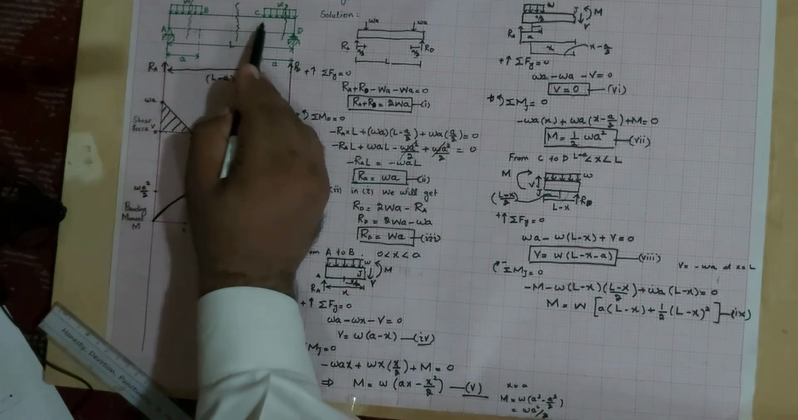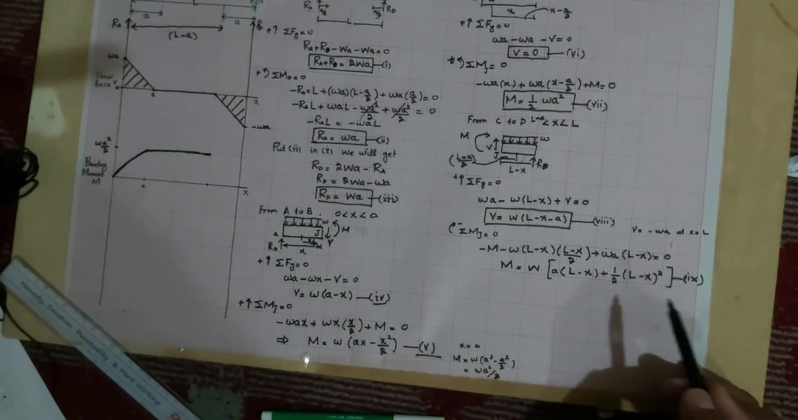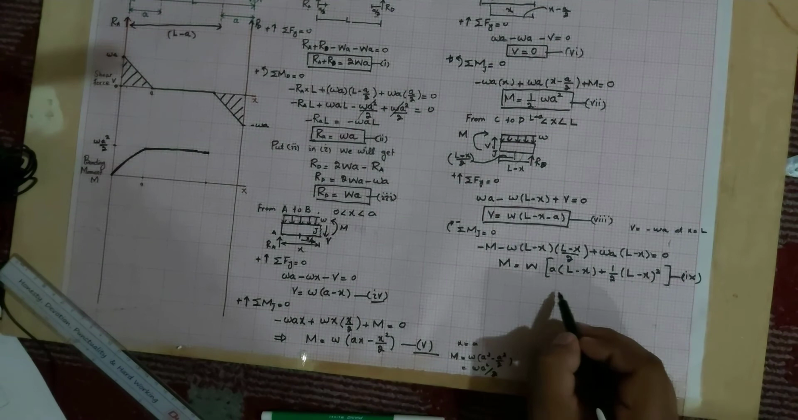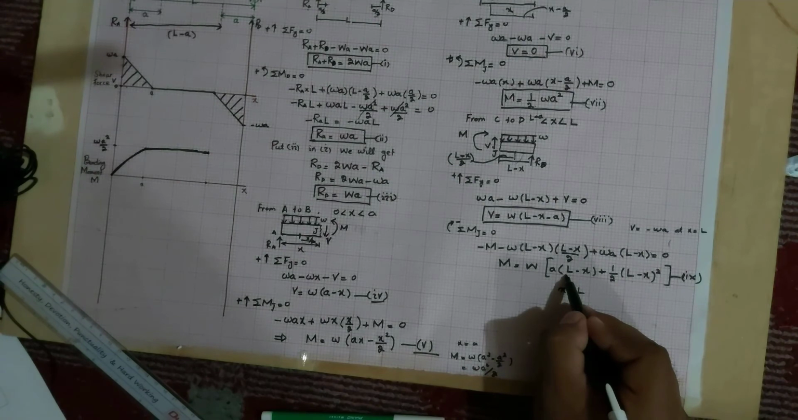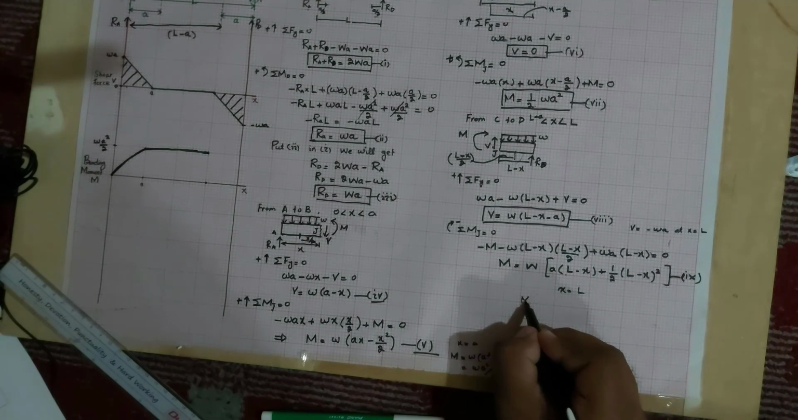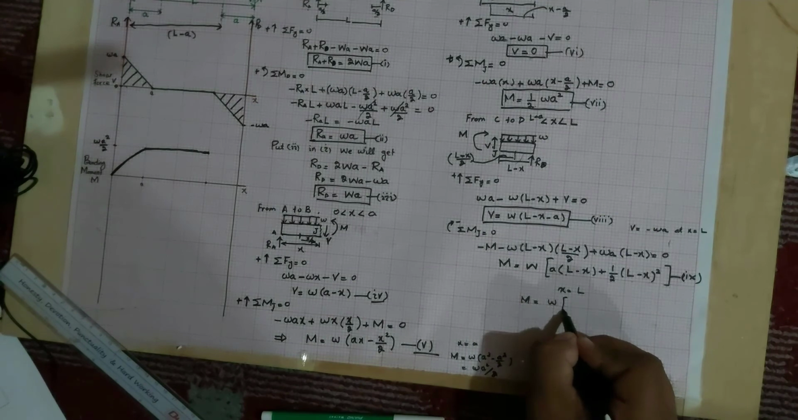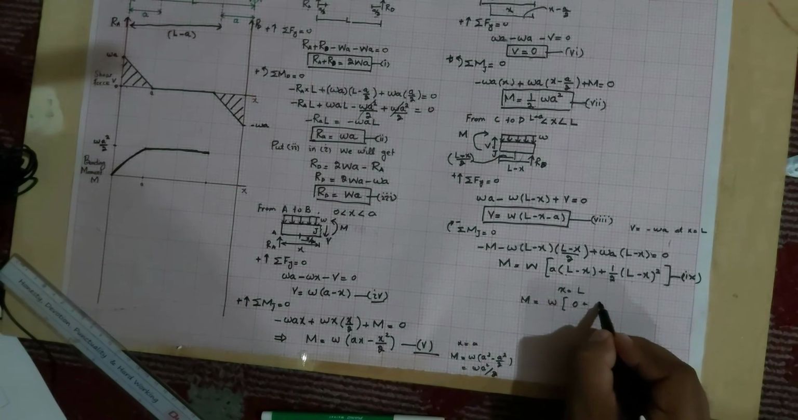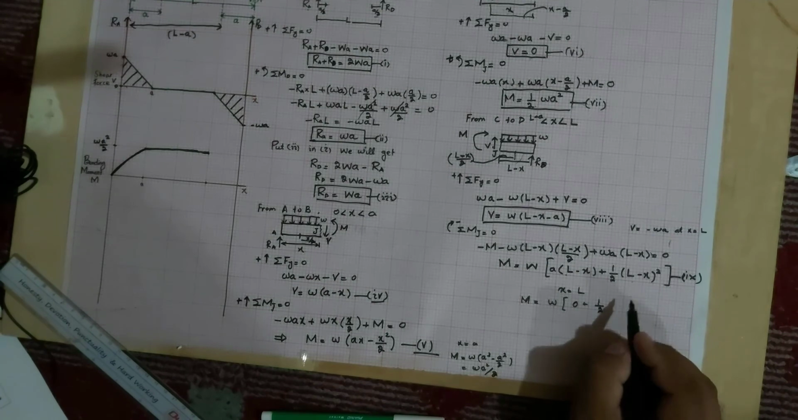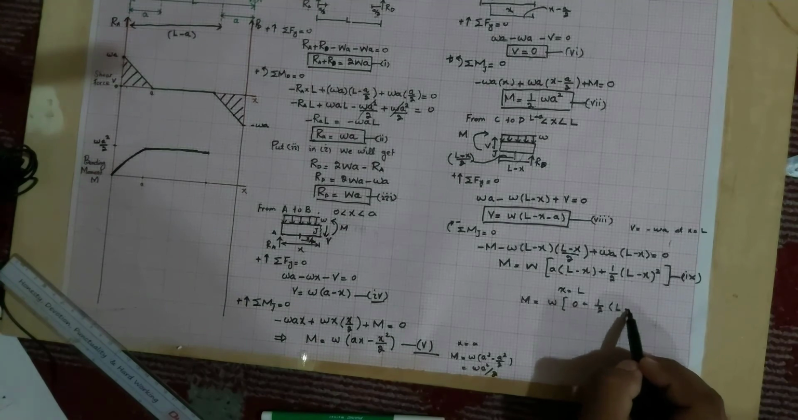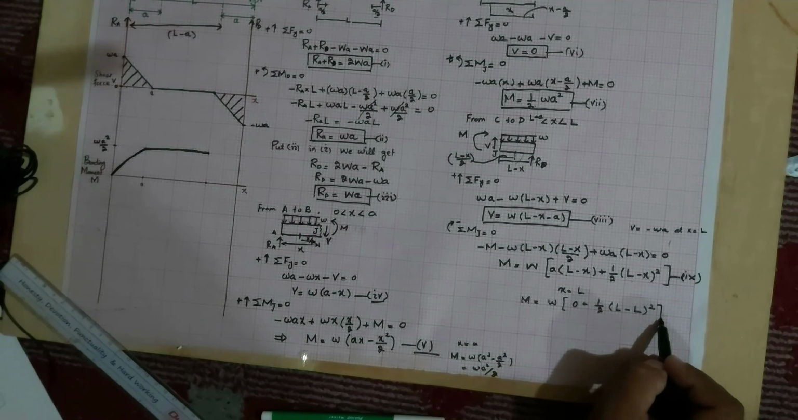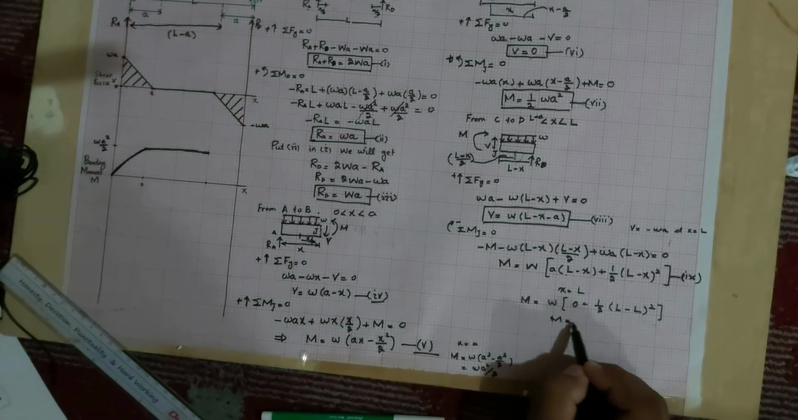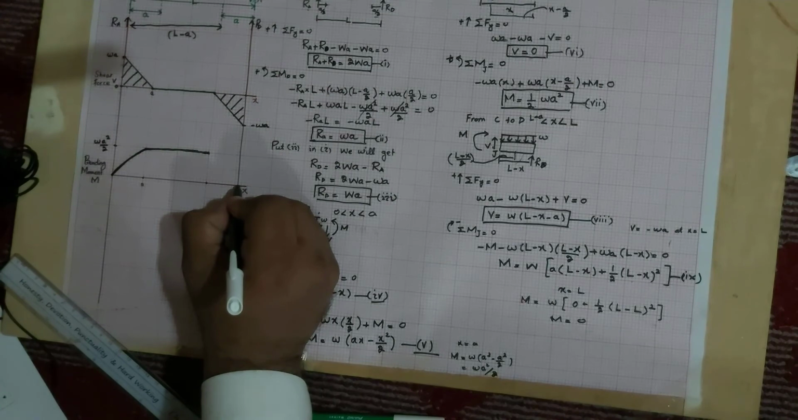Now from point C to D, this is the equation. You can see if you put x equal to L, let me solve: at x equal to L, W into this term will become 0, plus 1 over 2, and this term will become L minus L whole square. So this will also be 0. So this will become equal to 0. It means that at this end it will be 0.